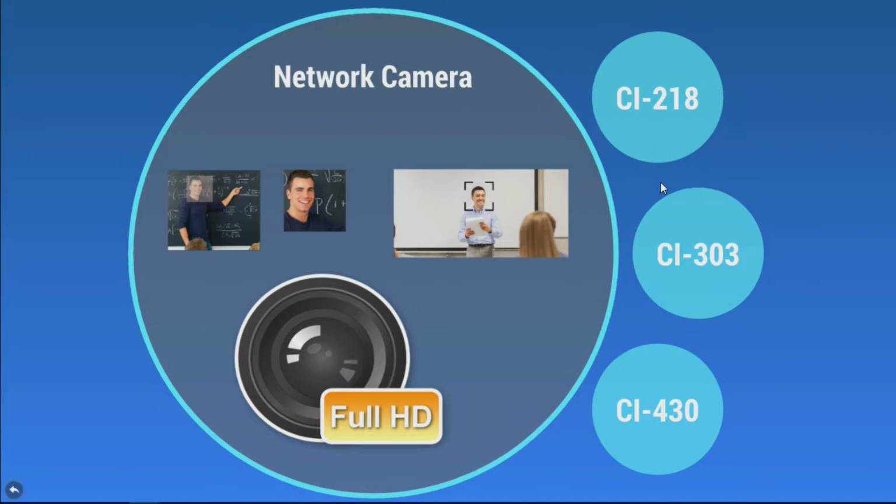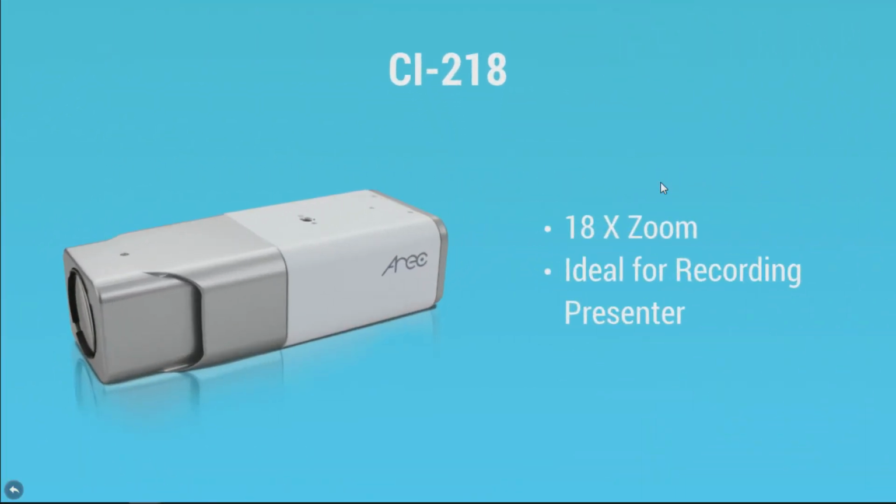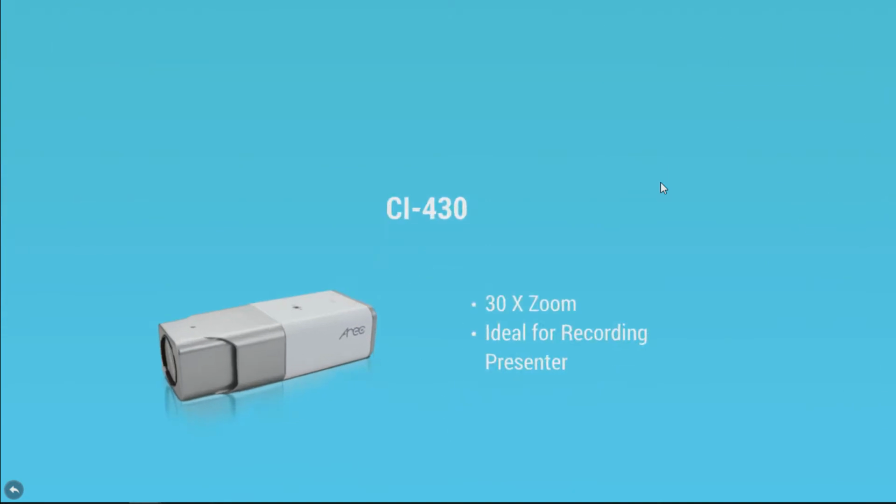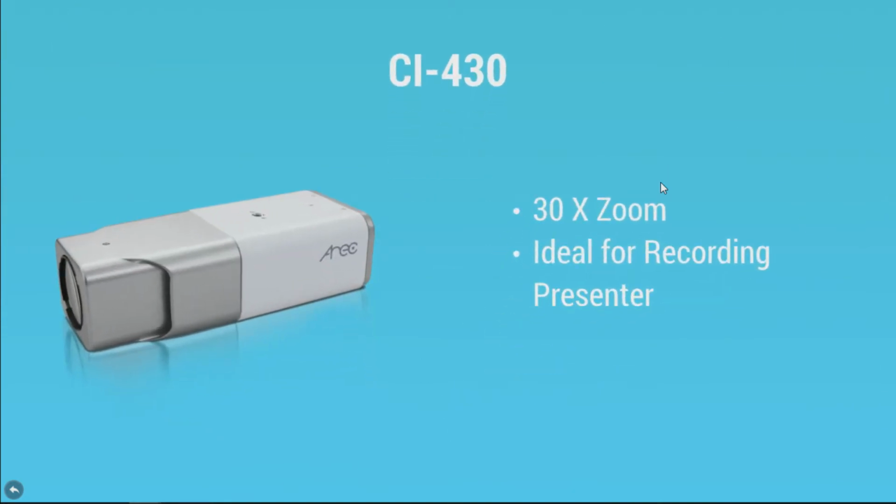Let's start with the CA218. The CA218 has 18 times optical zoom, which makes this camera ideal for recording the presenter. Then the CA303 is a camera with a wide angle lens of 109 degrees, and it makes such camera ideal for recording the audience. Then the CI430, which has 30 times optical zoom, and it makes such camera ideal for recording the presenter in a larger scenario.